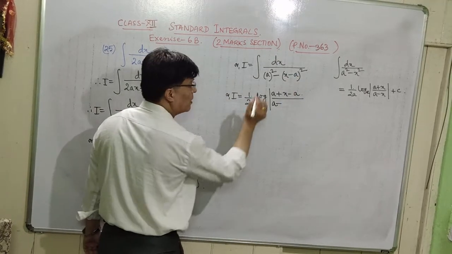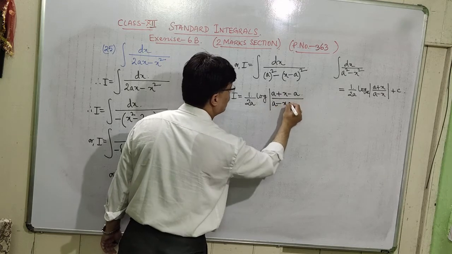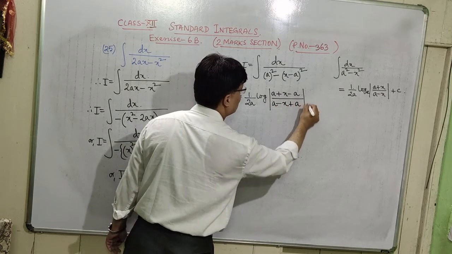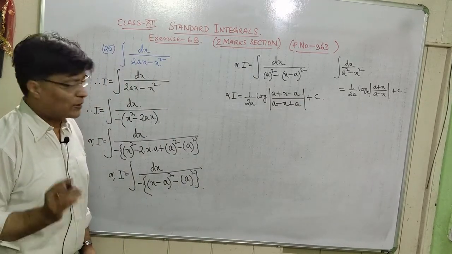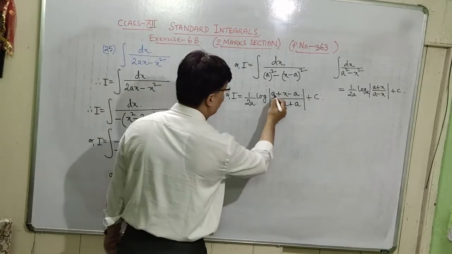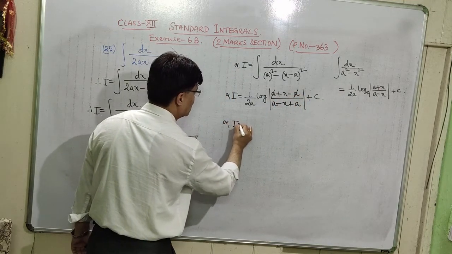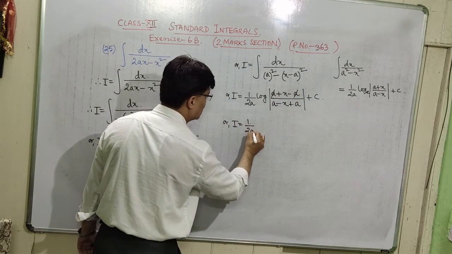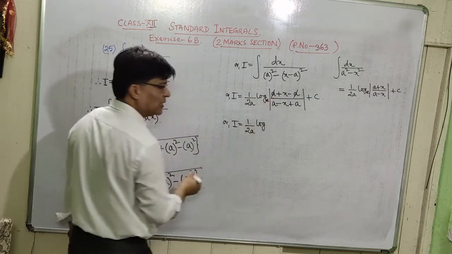X minus a. But because of this minus sign, it will be minus x minus into minus plus a, mod sign closed, plus c. So I think you have understood it. So let us simplify it further. Here a gets cancelled. So I is equal to 1 upon 2a log, here you can write down the base as e.